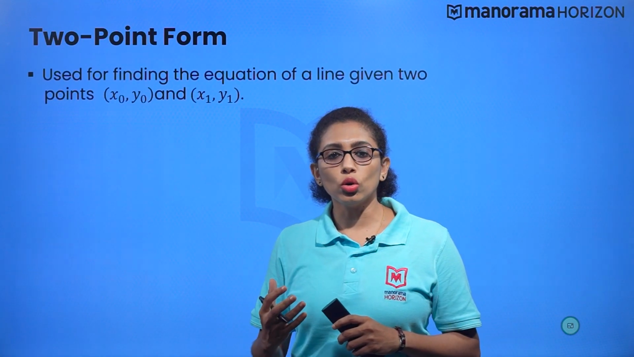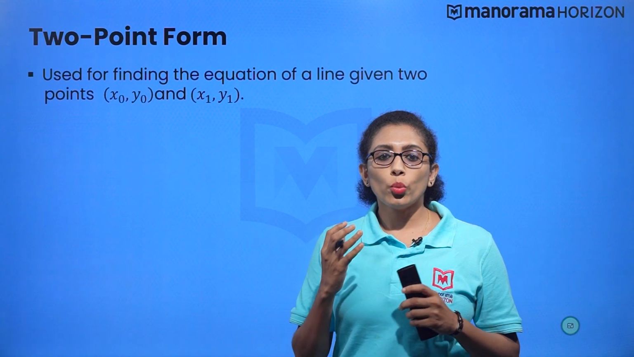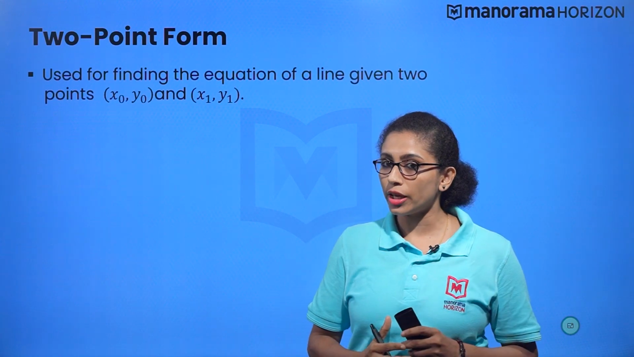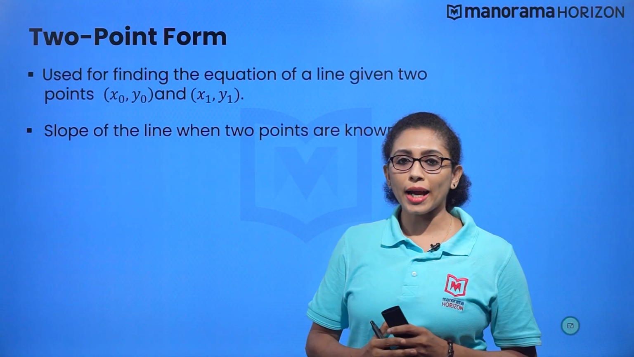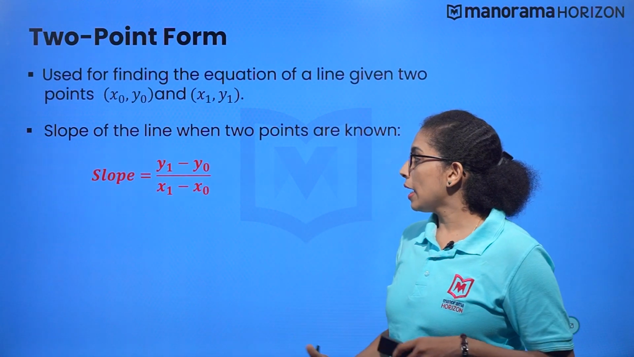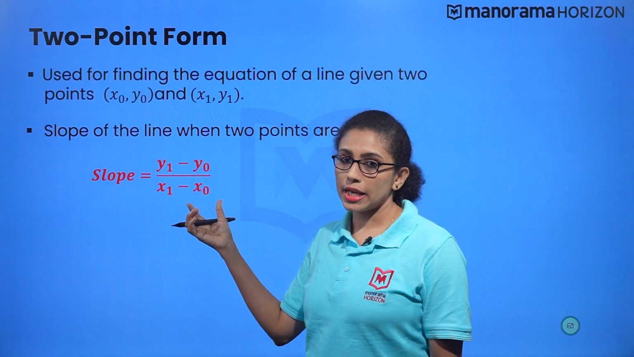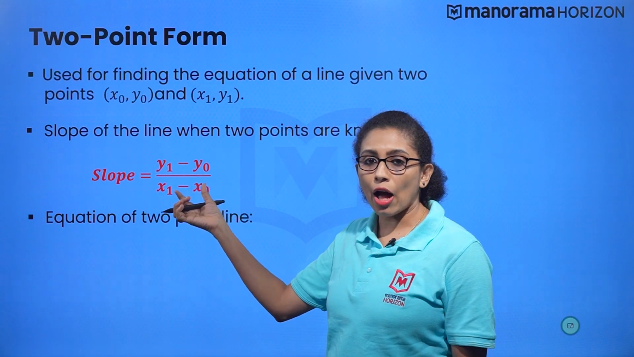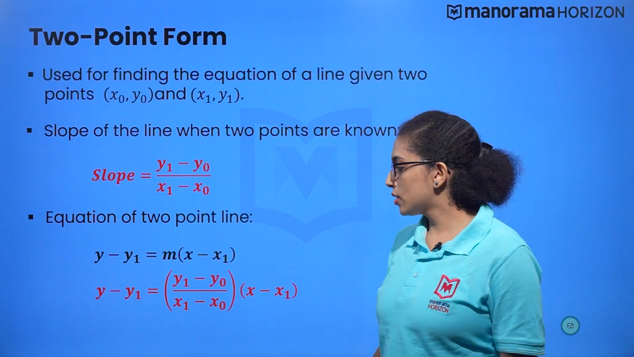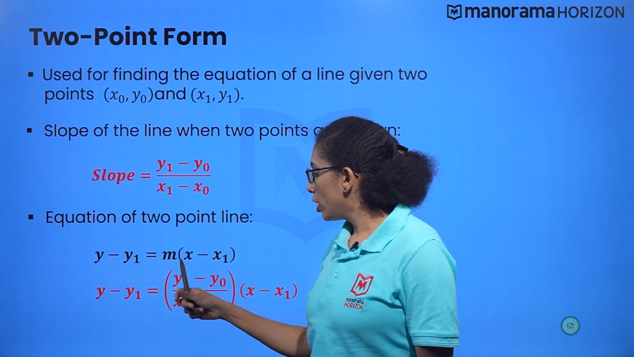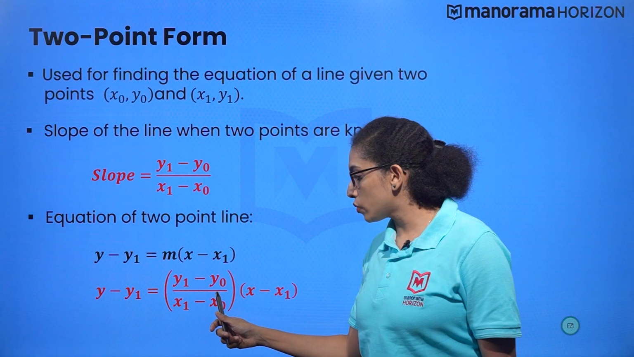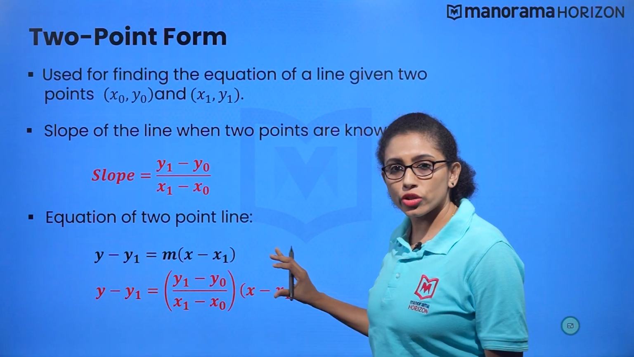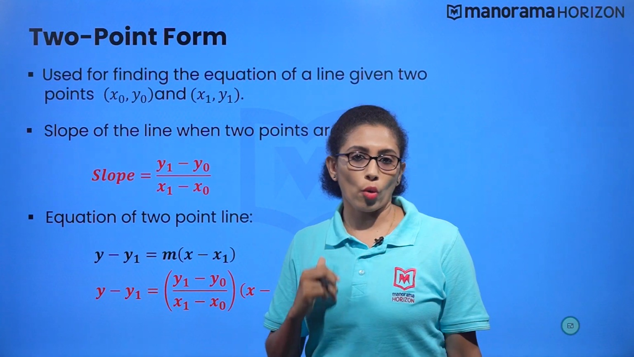Before that, we can look at what the slope will be when two points are known. Here, the points are x0, y0 and x1, y1. So, the slope of the line will be equal to y1 minus y0 by x1 minus x0. For finding the equation of a line, in place of m, we have to substitute this value. So we get y minus y1 is equal to m, substituting the value here, y1 minus y0 by x1 minus x0 into x minus x1. So this is the equation of a line when it is passing through two points.